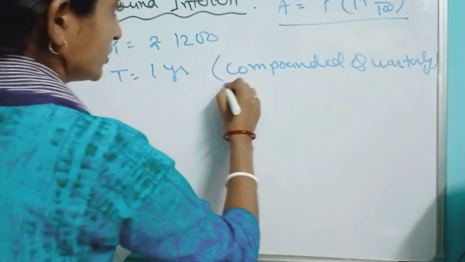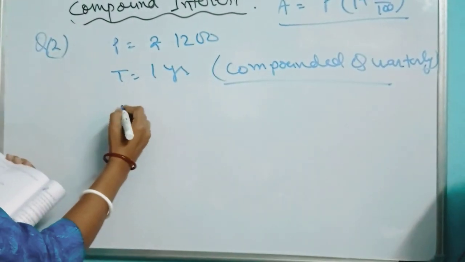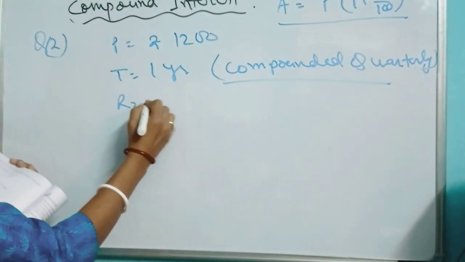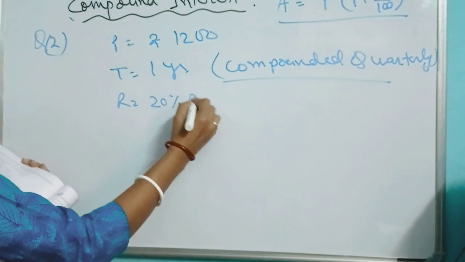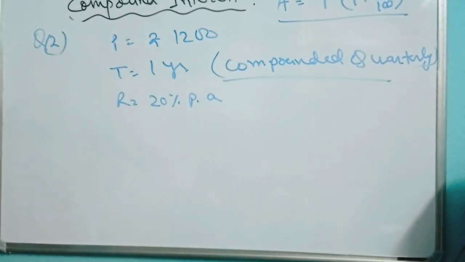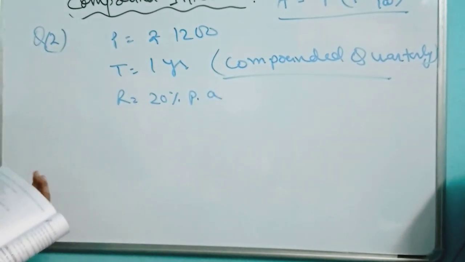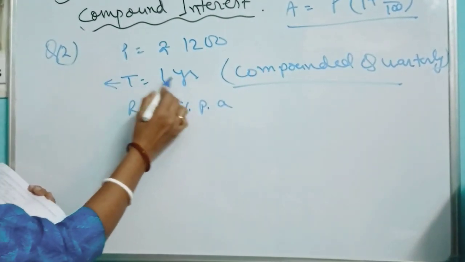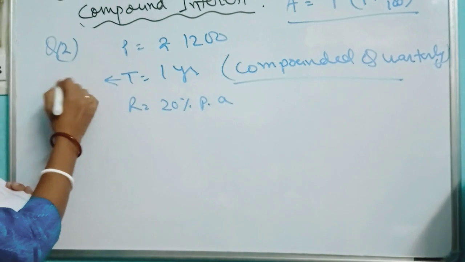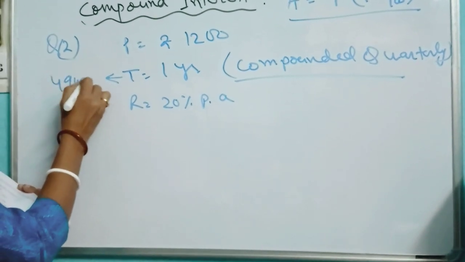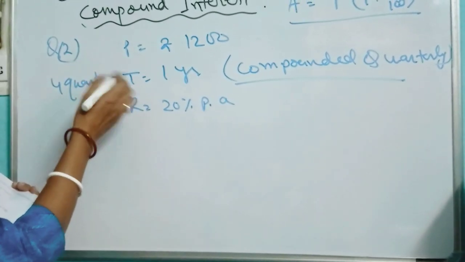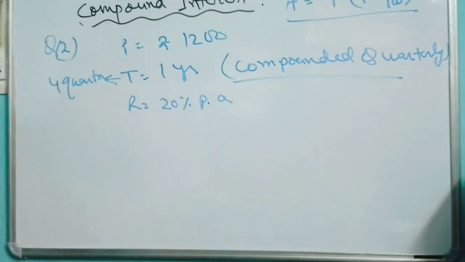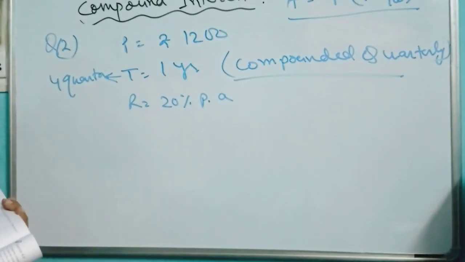Okay, this is the condition that has been given over here. Then the rate of interest has been given, that is equal to 20% per annum. So what are the things you have to do here? Here, the 1 year will be changed to quarters. How many quarters are there in 1 year? Yes, it is 4 quarters. First we have to go for that. Now let's come to the calculation for this formula.